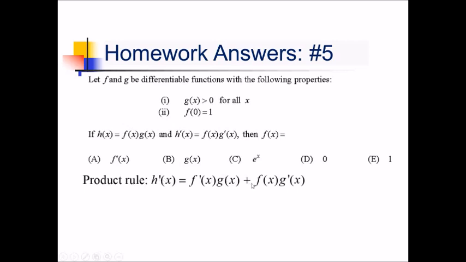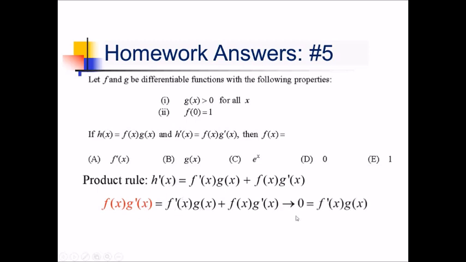Now, they gave us a little more information here. They told us that h prime specifically for these particular functions is just f of x times g prime of x. So we could actually replace the h prime here with f of x times g prime of x. Now, the reason this is important is because we've got an f of x, g prime of x on the right side of this equation. So we could actually subtract that from both sides, and then we would have f prime of x, g of x just equaling 0. Now, why is this important?